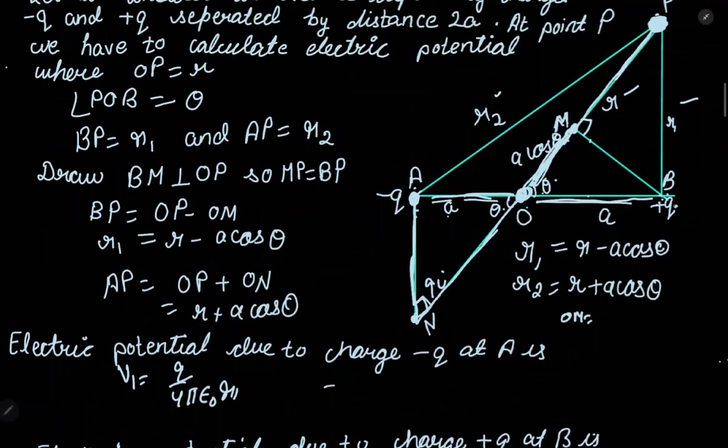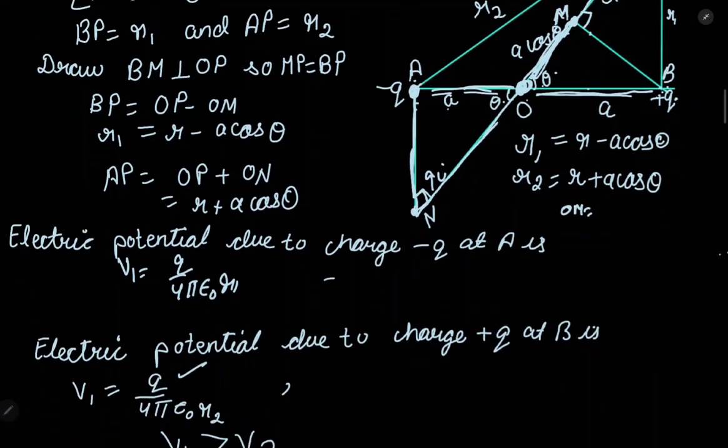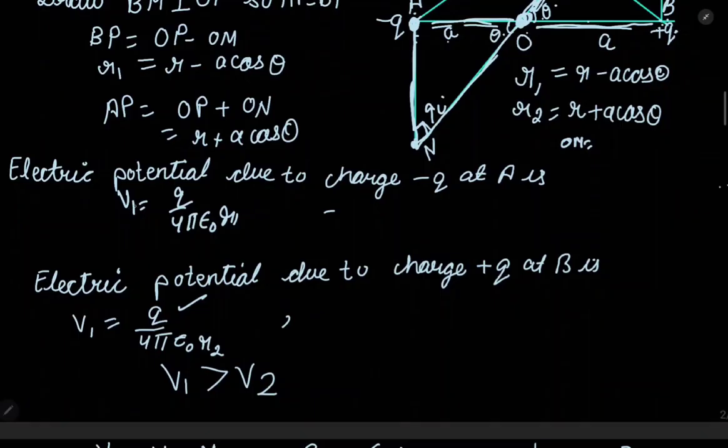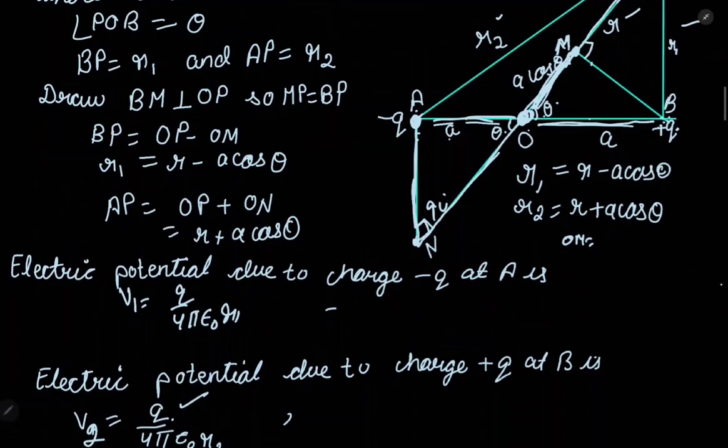Similarly, if I have to find the electric field due to charge plus Q, that will be equal to V2, this is my V1, this is my V2, this is equal to Q upon 4 pi epsilon naught R2. Now we have to find the value of R1 and R2 in terms of R and A.